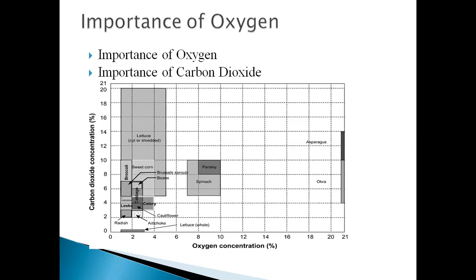Fruits continue to respire even after they are harvested. During respiration, oxygen burns glucose to create energy. Carbon dioxide and water vapor are produced as byproducts. Then, what is the importance of carbon dioxide?